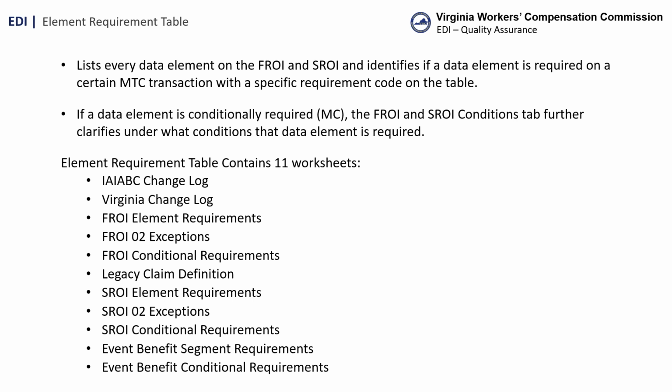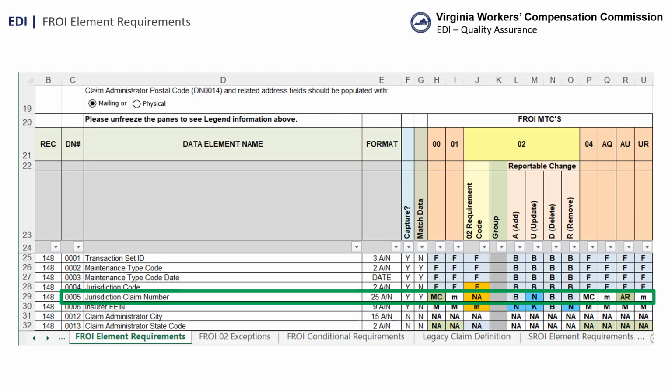The table contains the IAIABC and Virginia changelogs, FROI and SROI element requirement tables, FROI and SROI O2 exceptions, FROI and SROI conditional requirements, the legacy claim definition, event benefit segment requirements, and the event benefit conditional requirements. First, we will go over the FROI element requirement table.